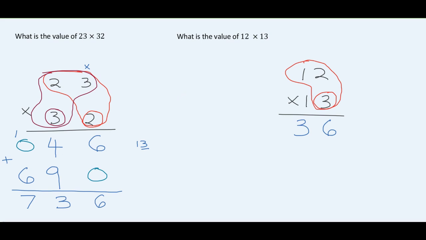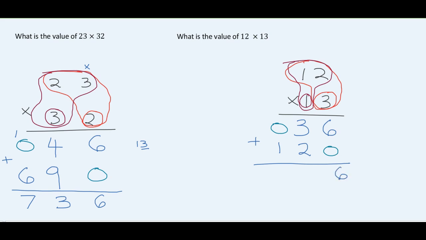Now the next thing we're going to do is move over to the next number in the bottom row. Now we're going to multiply everything in the top row by 1. So 2 times 1 should give us 2. 1 times 1 should give us 1. Now we're going to fill up all the empty spaces with zeros, and then we're going to add the numbers together. We start from the right hand side.